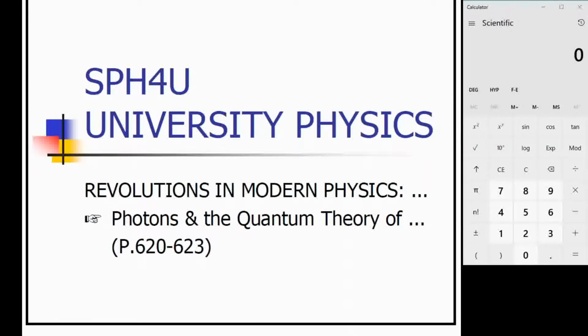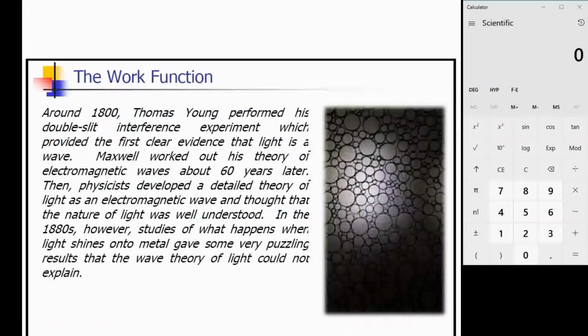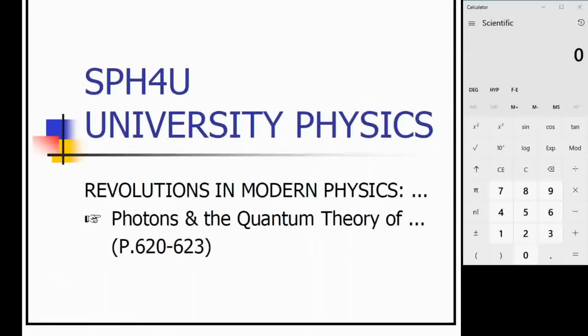So Unit 5, Modern Physics, the next lecture is going to be on photons and the quantum theory of light. We've talked about quantum theory a bit. I've introduced it to you. Now we're going to look at how photons interact with this quantum theory. And of course photons are the particle of light. So we'll get into that discussion in this lecture. And I should mention, this is also section 12.2 from your textbook if you want to follow along.